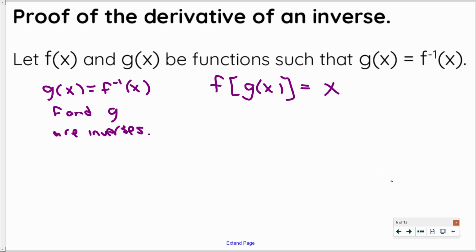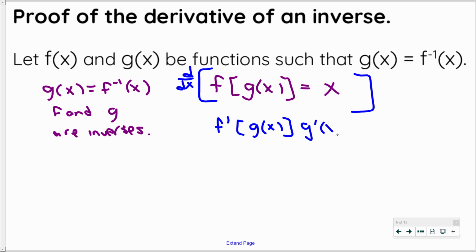Okay, so if I want to do the derivative of this entire equation, let's look at what that looks like. So this is in general. So this is chain rule. So I'm going to do the derivative of the outside, keeping the inside the same, multiplied by the derivative of the inside. And then the derivative of x is just 1.